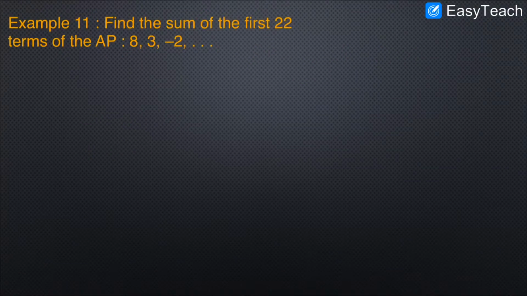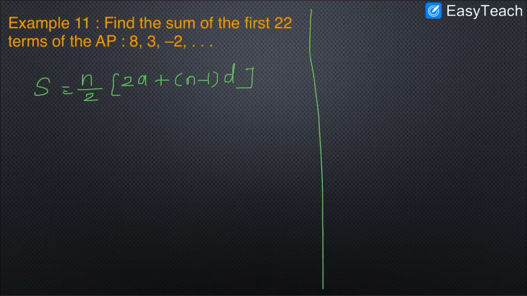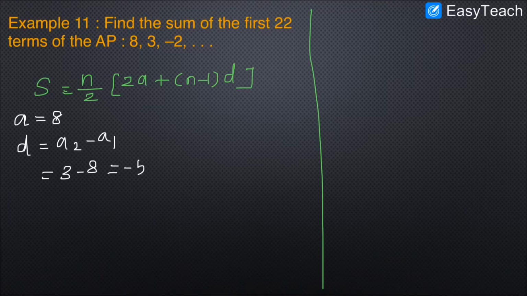Let's try to solve this example problem. Find the sum of the first 22 terms of the AP 8, 3, minus 2. Here we know the formula for finding the sum of first n terms: S equals n by 2 into (2a plus (n minus 1) into d). This is our required formula. What values can we write from this AP? The first term a is 8, and d is a2 minus a1, which is 3 minus 8, minus 5.